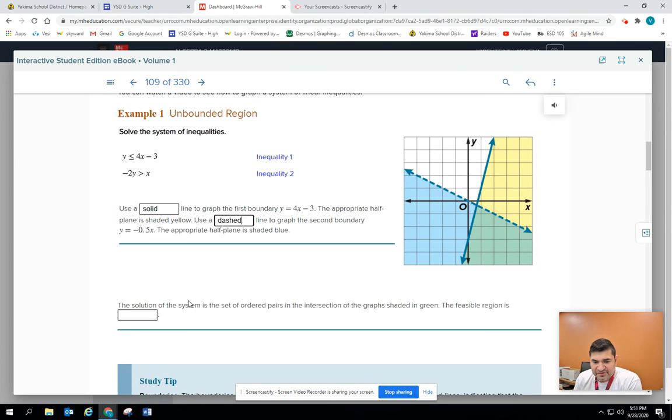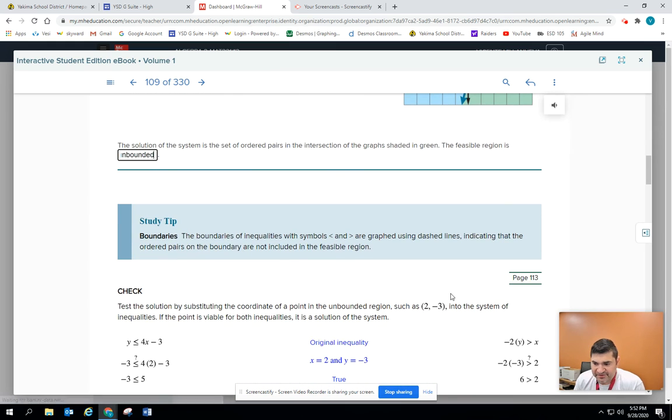Okay. The solution of the system is the set of ordered pairs in the intersection of the graphs shaded in green. The feasible region is right here. And it's going to be unbounded. Okay, it's unbounded because it can go forever in these two directions. There's no boundaries. It's going to go on forever.